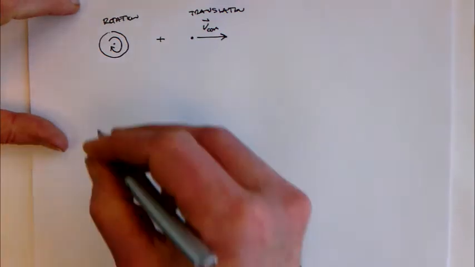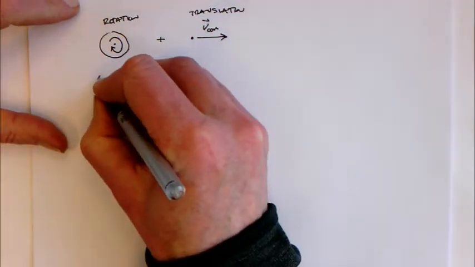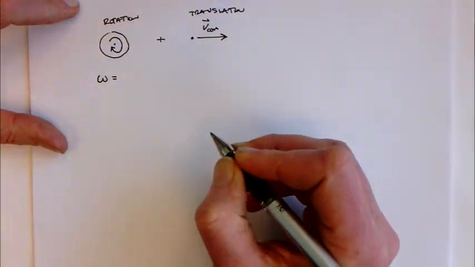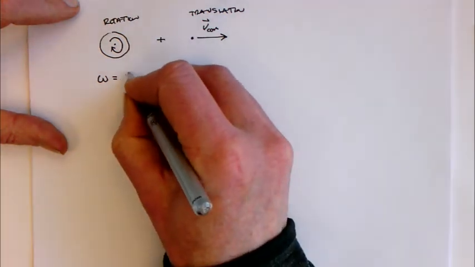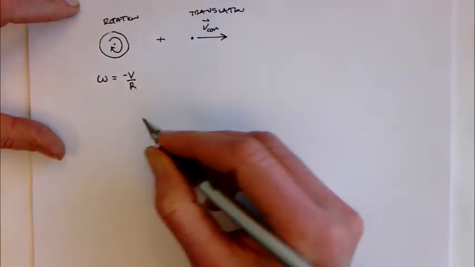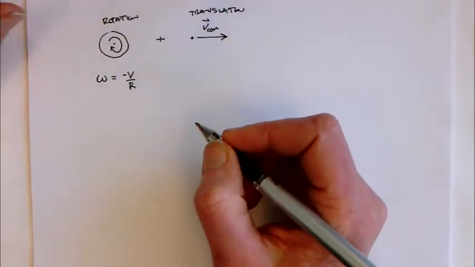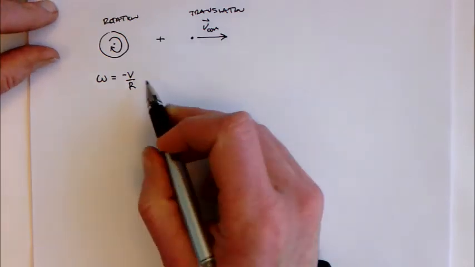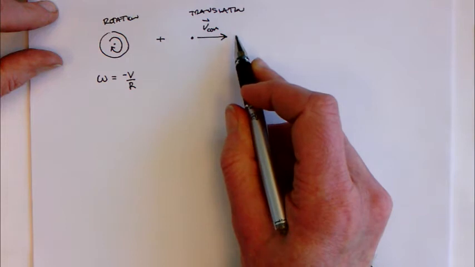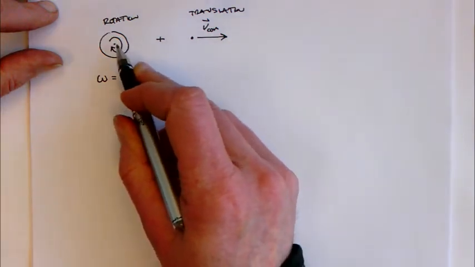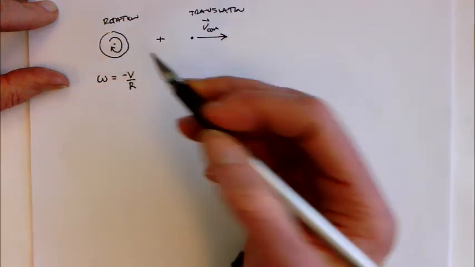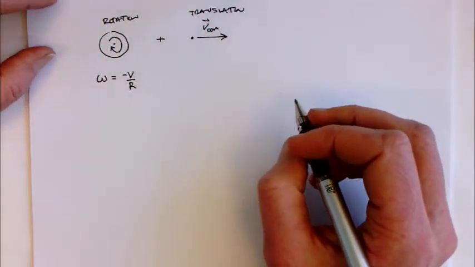Furthermore, we know that due to the constraint, the angular velocity of the object is simply the linear velocity divided by the radius with a negative sign, or vice versa. The linear velocity is negative omega times r. So there's a relationship between how fast this rotation is and how fast this translation is. This rotation is just fast enough that the ball in rolling doesn't slip past the surface. We talked about that as a constraint.